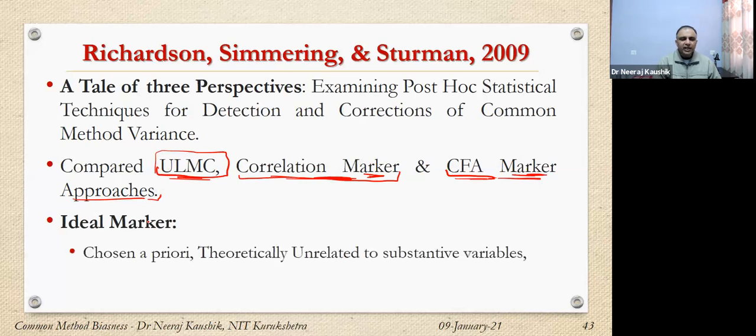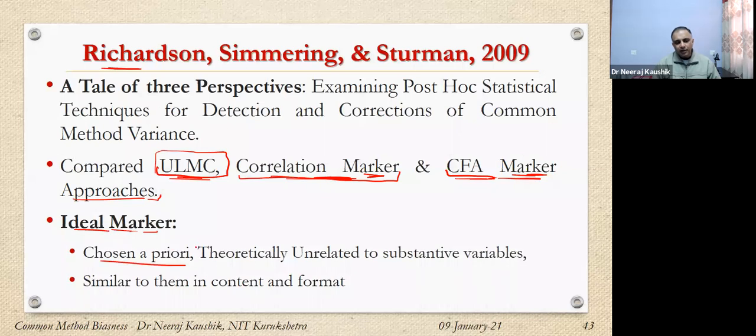They defined something called ideal and non-ideal approach. They gave some do's and don'ts of markers. Number one, it should be a priori, so it should be very, very clear. An ideal marker variable is a priori. So those who are just about to start the data collection, please have a marker variable. It is of utmost importance for you. It should be theoretically unrelated, and it should be similar in appearance, content, and format. They called it the ideal variable.